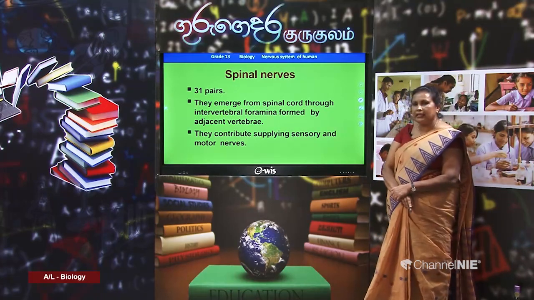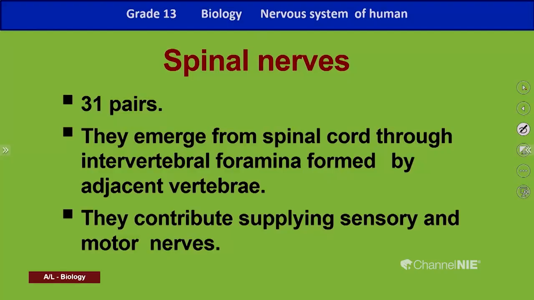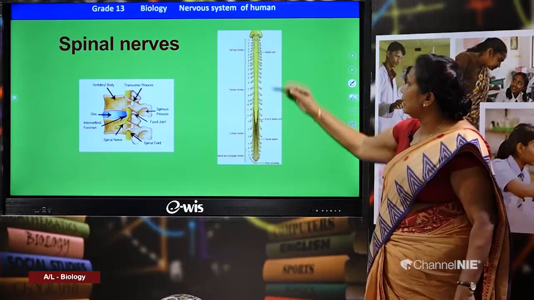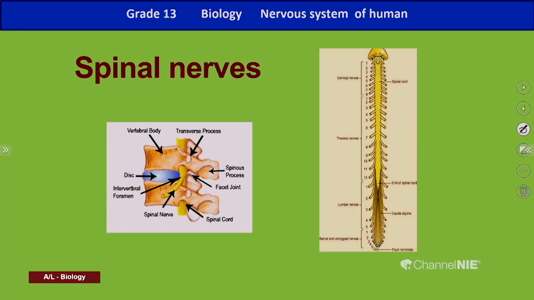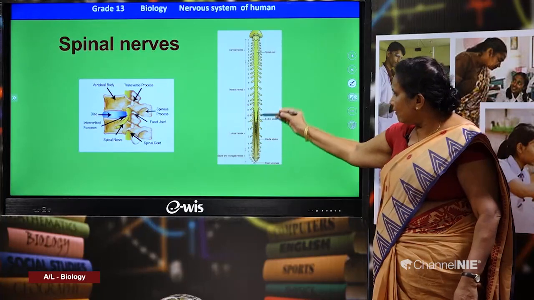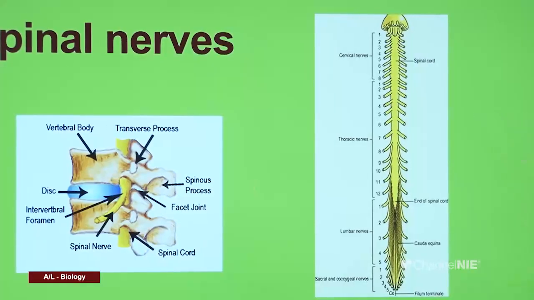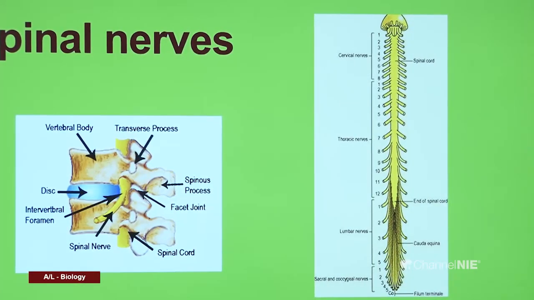Spinal nerves, 31 pairs are present. I showed you earlier how these emerge from the spinal cord through intervertebral foramina formed by the adjacent vertebrae. They supply sensory and motor nerves. These spinal nerves are related to different regions of the body, cervical, thoracic, lumbar. Likewise there are a number of spinal nerves in the body, and the total number is 31 pairs.